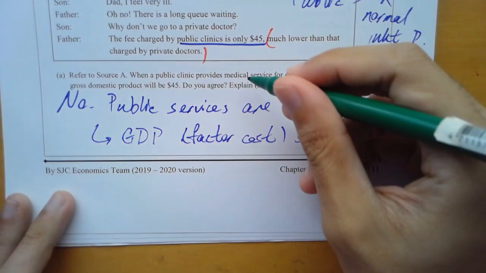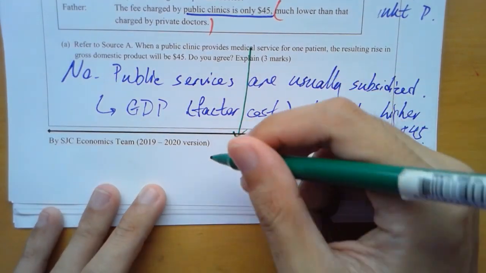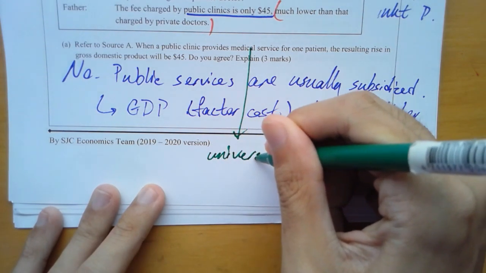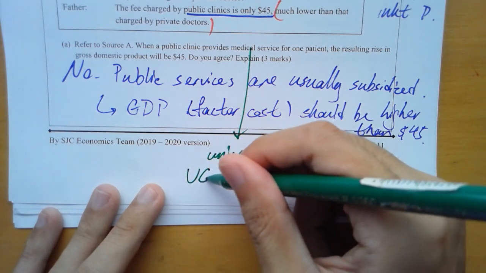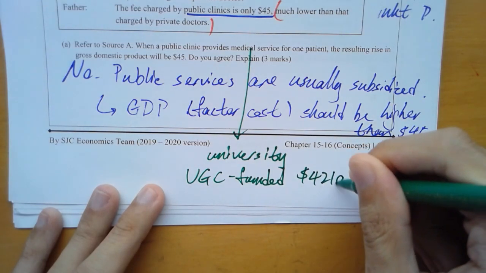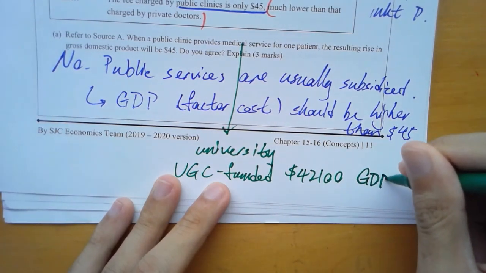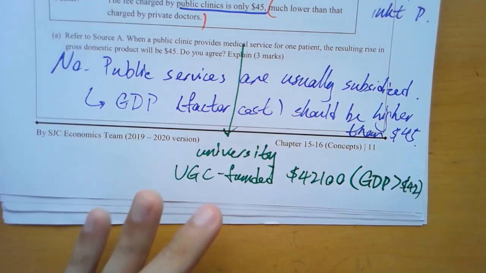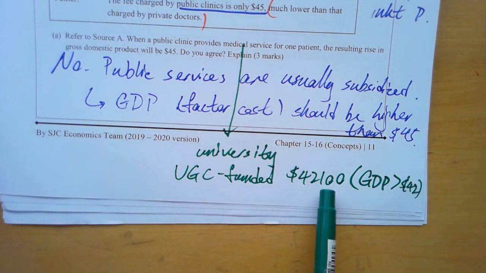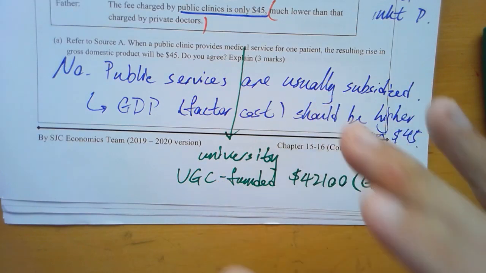Okay, so besides medical services, public medical services, I also can think of one more example. Okay, now think of it as the university. You know, those we call UGC funded program. Each year you're paying this amount. But remember, the real GDP should be much higher than this 42K. Again, because this tuition fee is being subsidized, okay? Therefore, the factor cost should be much higher than this amount. Okay, that's how we interpret market price and factor cost.